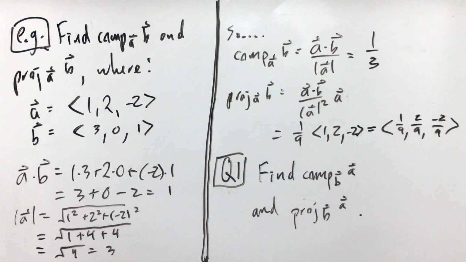So here's question 1. I would like you to find the component of A along B and the projection of A along B.